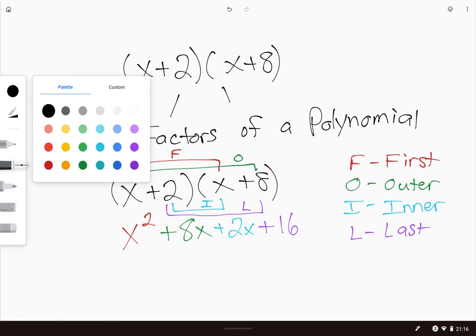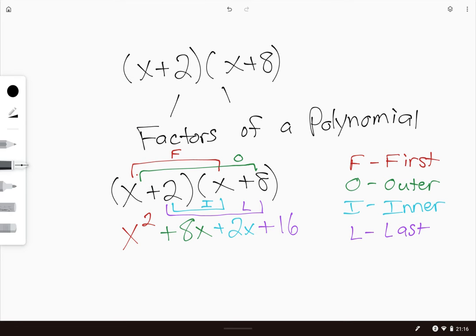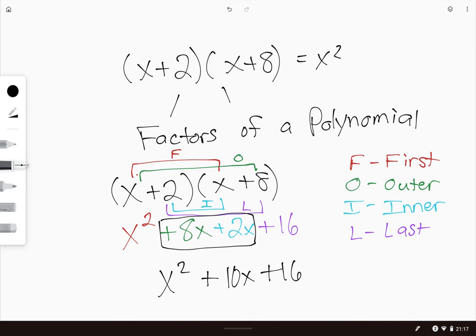So like I told you in class, whenever I write a polynomial, I always want to write the polynomial in standard form. So in order to write this polynomial in standard form, I have one more step, which is to combine these like terms. So when I combine those like terms, I now have x squared plus 8x plus 2x is 10x plus 16. And so this polynomial, x squared plus 10x plus 16, is what the multiplication of these two factors equals.